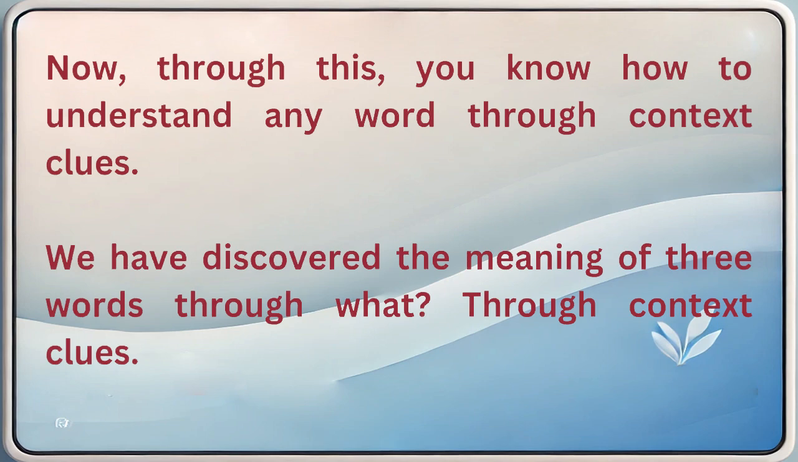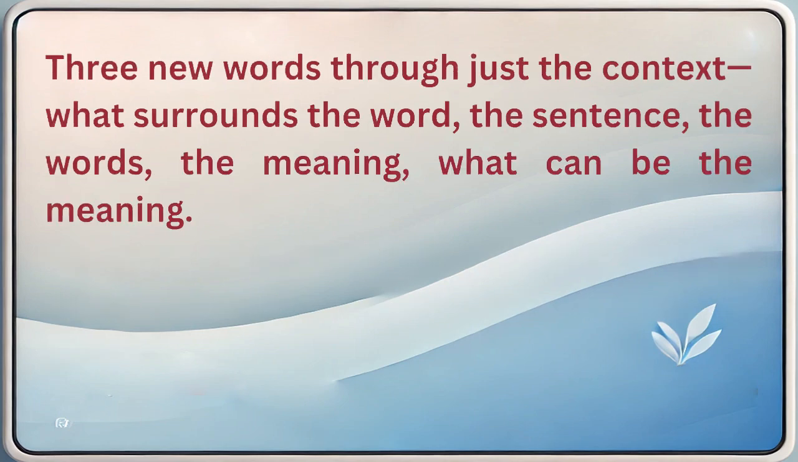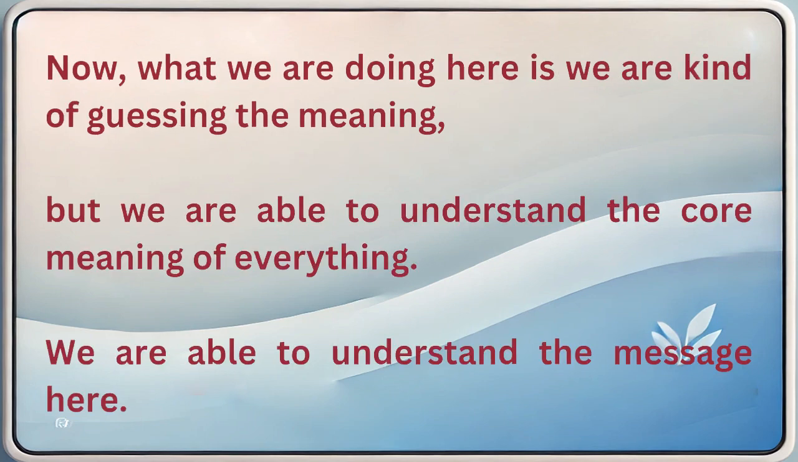Now, through this, you know how to understand any word through context clues. We have discovered the meaning of 3 words through what? Through context clues. 3 new words through just the context. What surrounds the word, the sentence, the words, the meaning. What can be the meaning? Now, what we are doing here is we are kind of guessing the meaning, but we are able to understand the core meaning of everything. We are able to understand the message here.